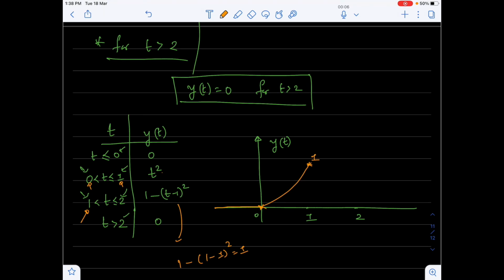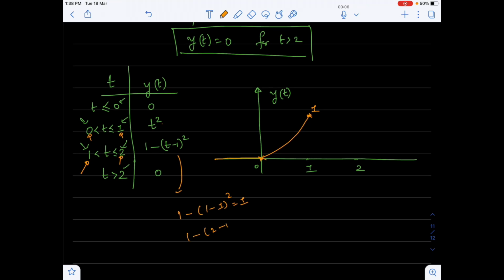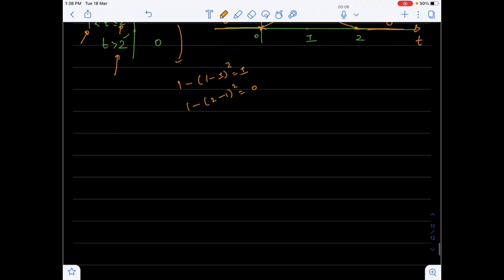Now for t equal to 2, the upper limit, what is that? 1 minus (2 minus 1) the whole square, which is nothing but 0. So it will be going to 0, and the graph is a curved graph, so it will be something like this. Next, for t greater than 2, the answer is 0. So this is t square, this is 1 minus (t minus 1) the square, here it is 0, here it is 0. So this is our output y of t, which is a function of time. I think you understood how to do the problems.